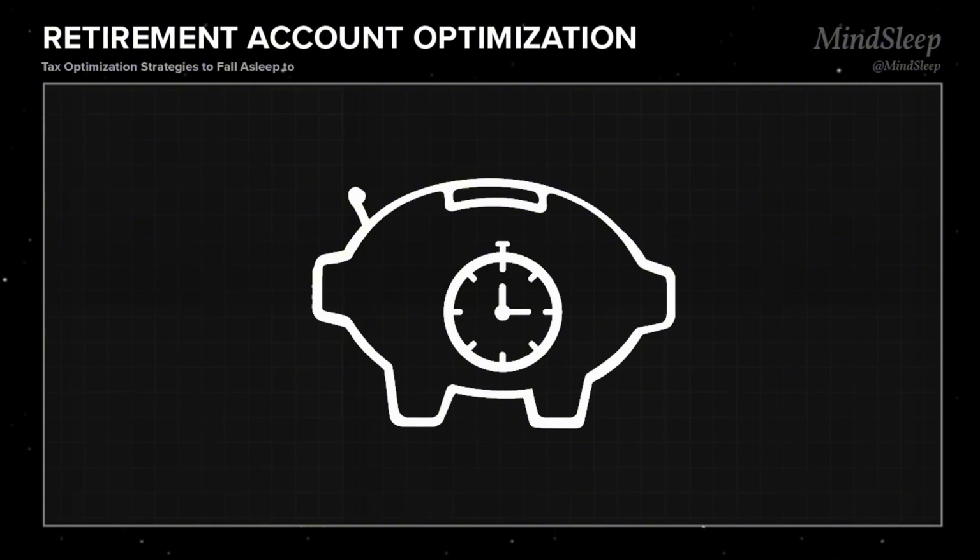Let's now explore the intricacies of required minimum distributions, or RMDs. These mandatory withdrawals from traditional retirement accounts can significantly impact your tax situation in later years. By proactively planning for RMDs, you can potentially reduce their impact through strategies such as qualified charitable distributions or strategic Roth conversions in lower income years.